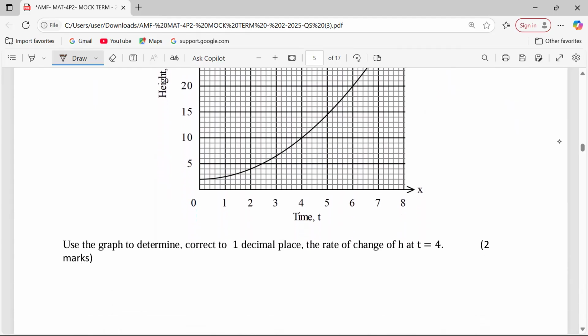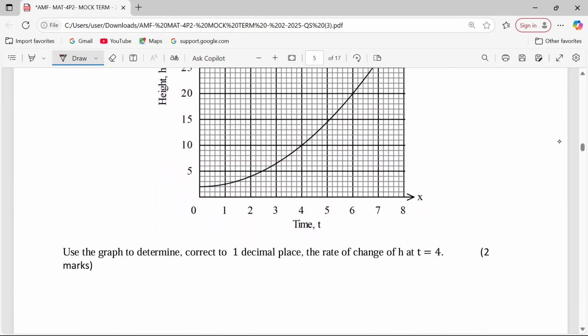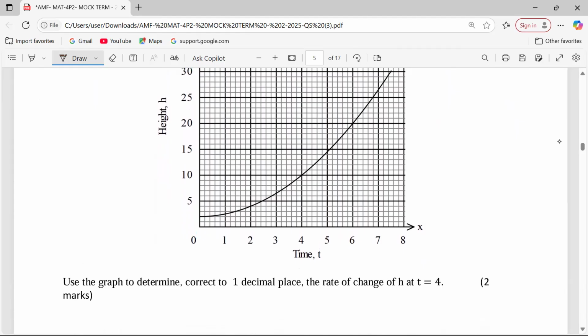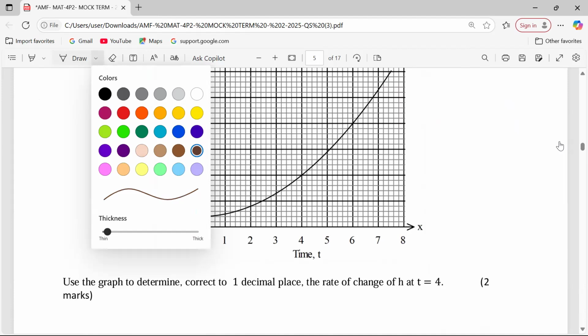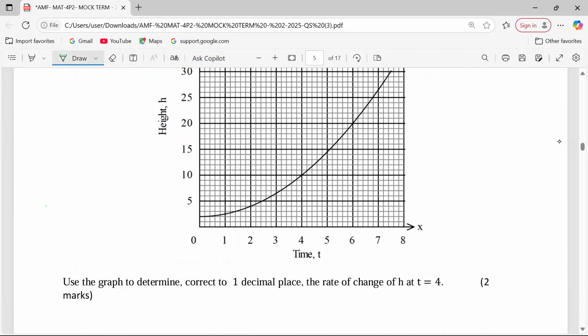Use the graph to determine, correct to one decimal place, the rate of change of height at t equals 4. So when time is 4, what is the rate of change? Therefore, let me change my ink a little bit to something that can work with this graph. At t equals 4, this is the point.